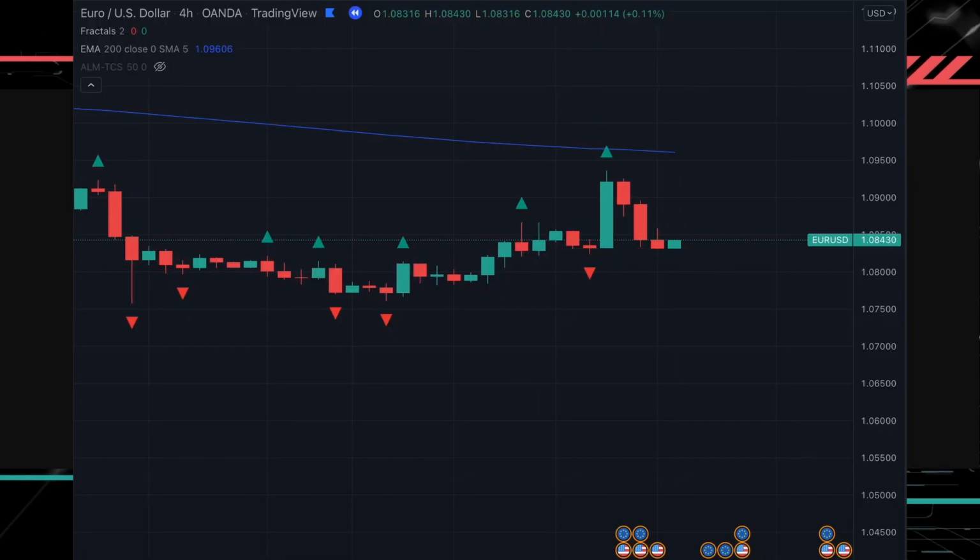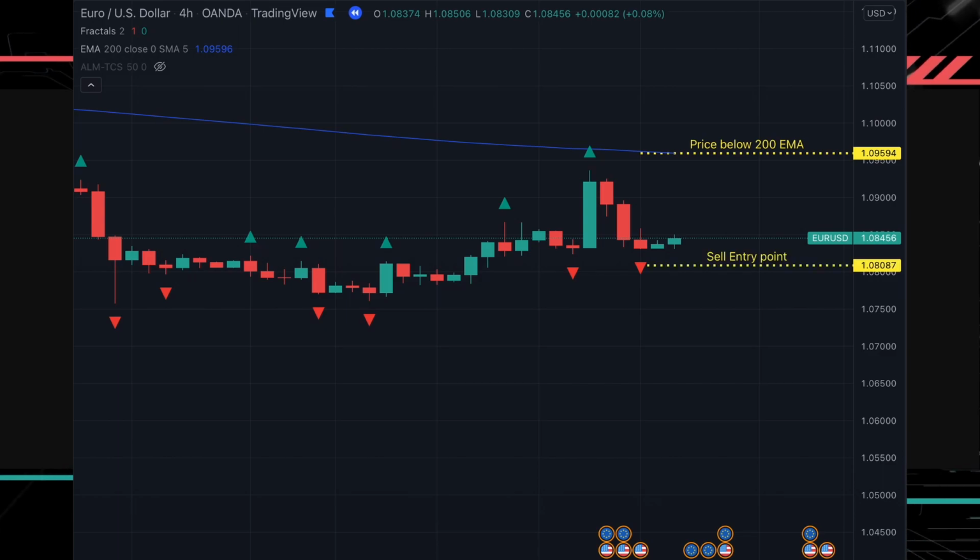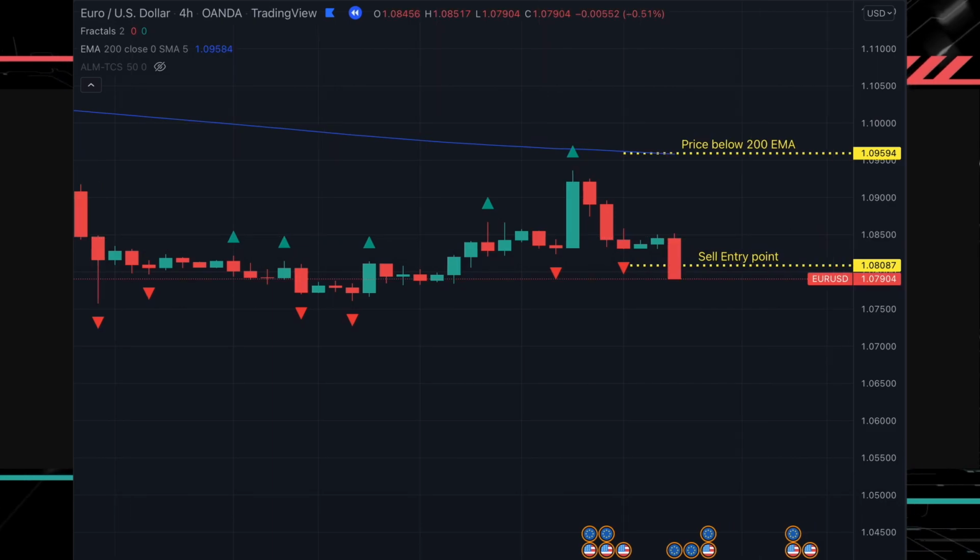Our next example is Euro and USD on the 4-hour time frame. First, the price needs to be below the 200 EMA. This is highlighted with the yellow line. Next, we can see that the bullish fractal is formed, indicated with a red arrow. Once the price closed below the entry line, we will enter a sell trade.